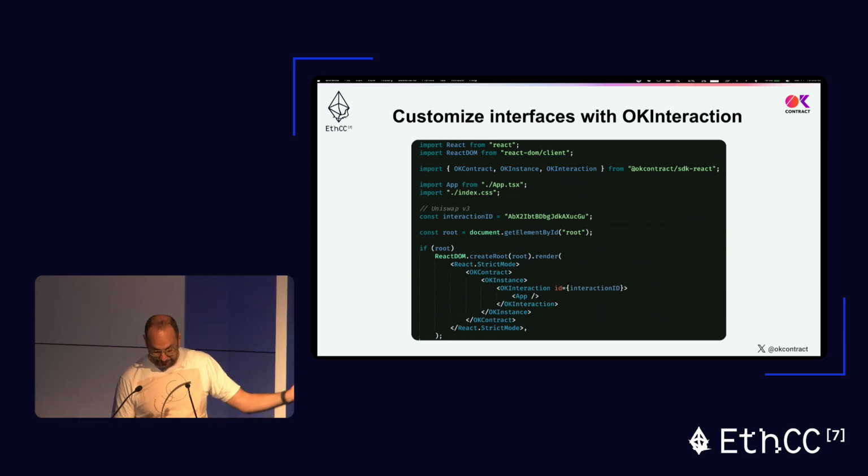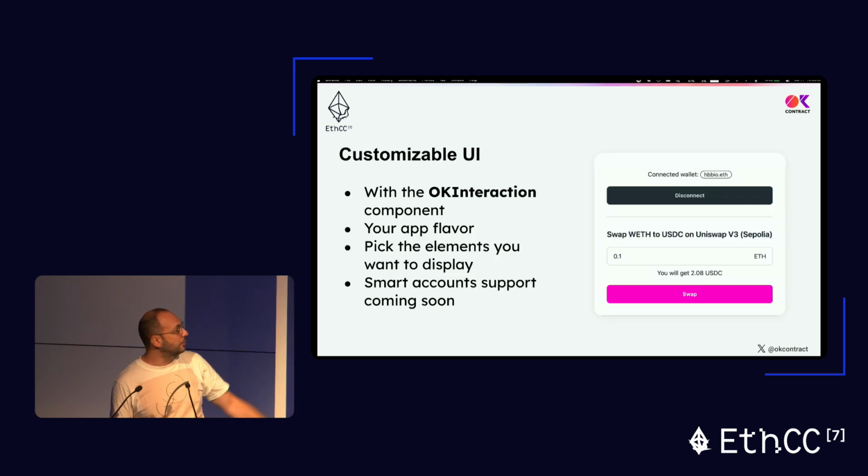You just go this time in OKcontract, the same global instance for wallet and RPCs, OKinstance, one per page, and then the OKinteraction with our custom app.